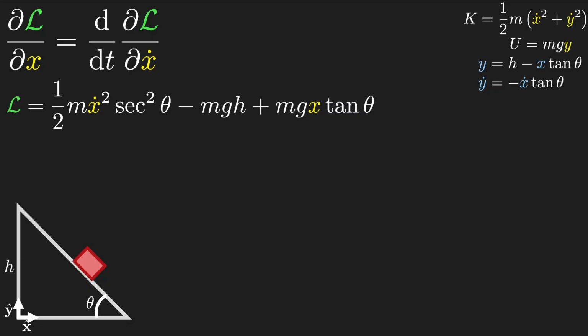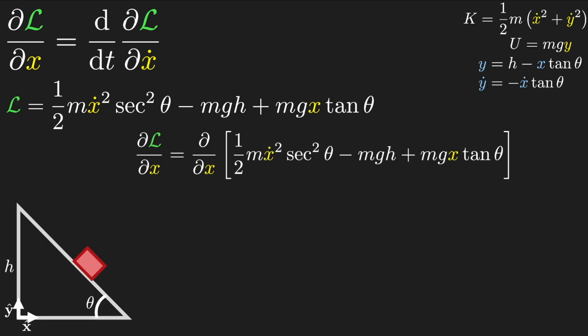Now, the first step is to compute the left-hand side. So I'm going to put this over here. We have the partial derivative with respect to x of the Lagrangian. Now remember what I said earlier. x and x dot are going to be treated as completely different symbols. If you want, you can rewrite x dot as something like y or z, though y might be confusing, but anything else. Now, with this in mind, let's consider what will happen to the first term. It's just a half m x dot squared secant squared theta. Since that is constant with respect to x, it'll completely disappear. It'll get cancelled out.